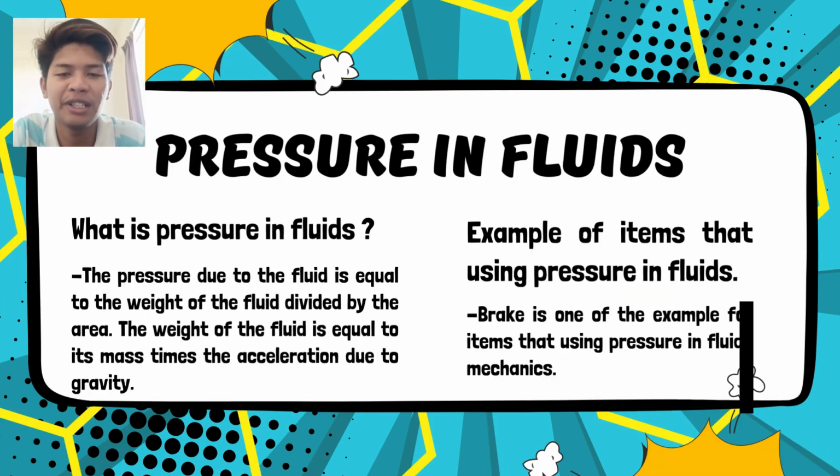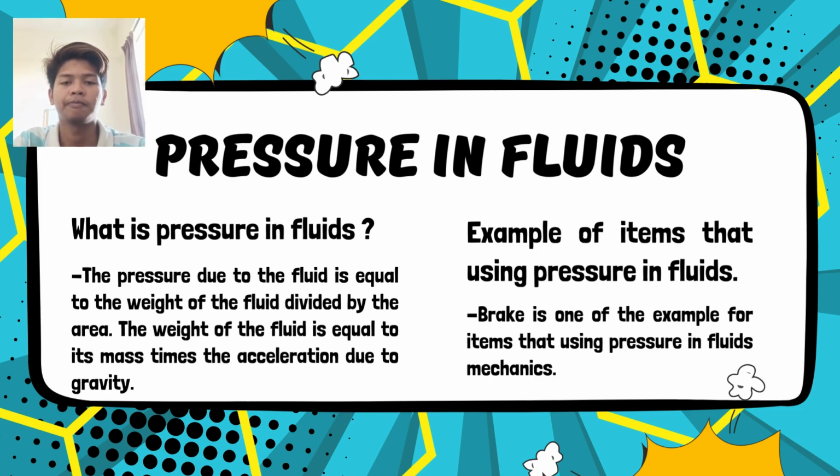Now I will talk about pressure in fluids. What is pressure in fluids? The pressure due to the fluid is equal to the weight of the fluid divided by the area. The weight of the fluid is equal to its mass times the acceleration due to gravity. An example of an item that uses pressure in fluids: the brake is one example of an item that uses pressure in fluid mechanics.